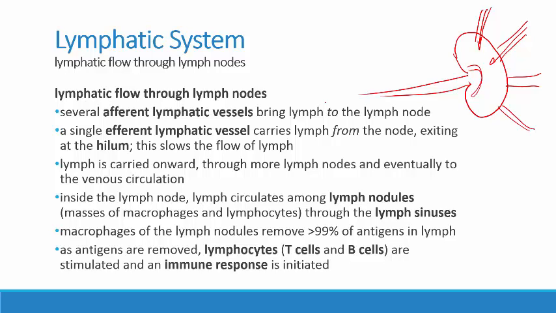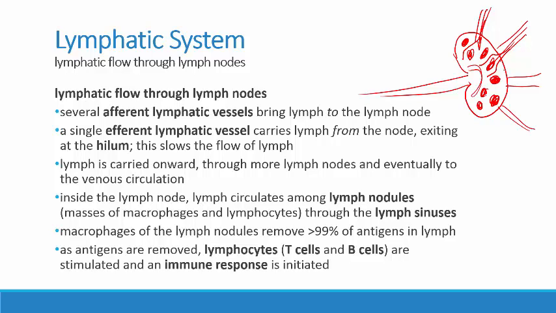Now inside the lymph node, the lymph circulates among what are called lymph nodules. The nodules are clusters of lymphatic tissue that you find inside the node. The fluid circulates in the lymph sinuses, the spaces around the lymph nodules, which gives a lot of time for the fluids and any particles in there to interact. These lymph nodules are composed of masses of macrophages and lymphocytes. So we have T and B cells found in these lymph nodules.